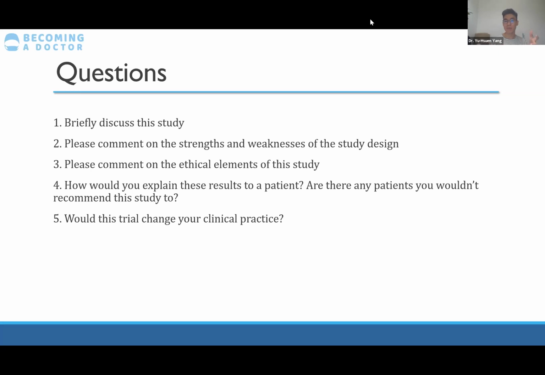There may be a lay member of the community in your interview in some of the other deaneries. So I think for Oxford or Cambridge, you may have a lay member who you might need to explain the abstract to. And 5, whether or not this trial would change your clinical practice, all right? Let's try and keep this interactive. Can someone briefly discuss the study and summarize it for me?